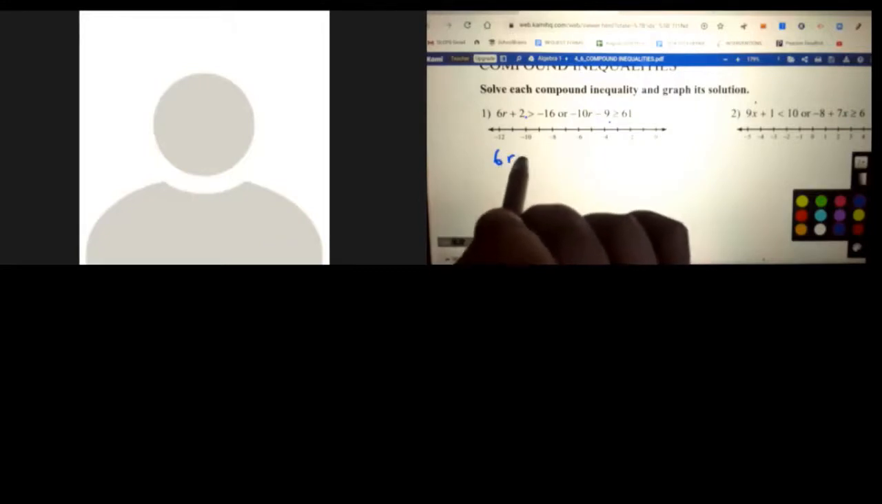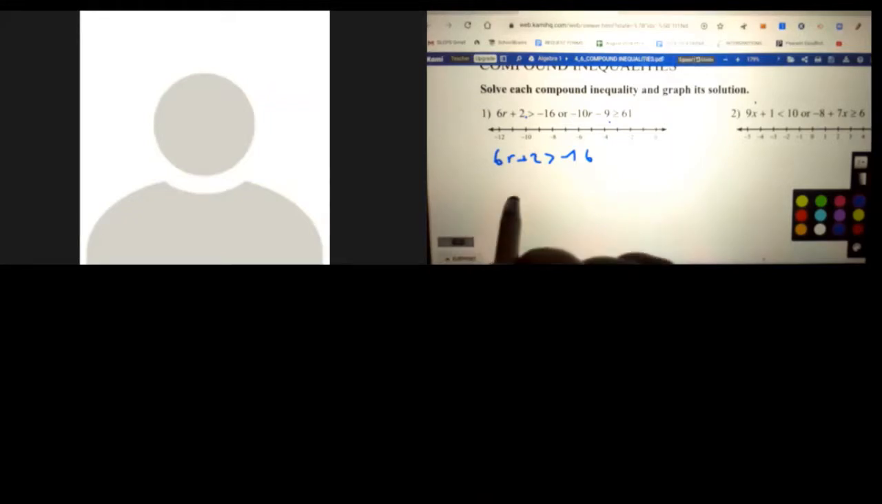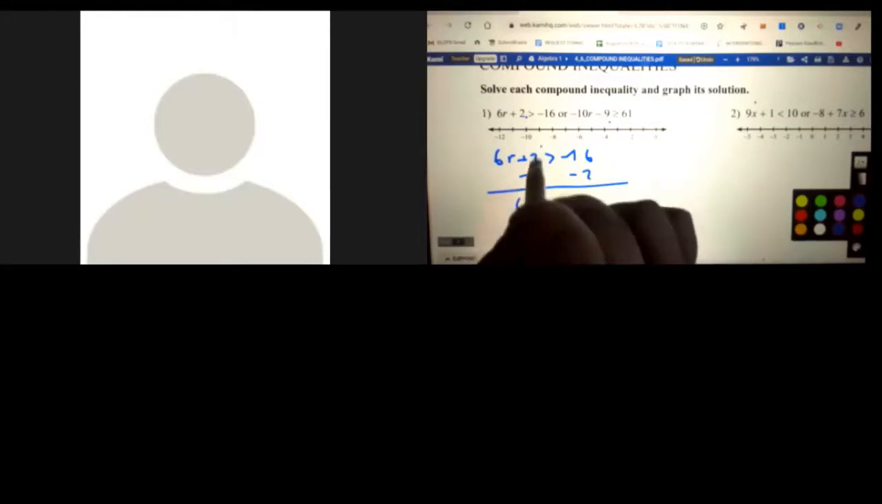So, solving any inequality will be exactly like solving an equation, except for one rule. When you are dividing by a negative coefficient, you have to flip the sign. So let's start. On the first one, 6r plus 2 greater than negative 16. If I subtract 2 from each side, can you guys see fine? Yes. Okay. If I subtract 2 from each side, I'm going to have 6r, while this is canceled, greater than negative 16 minus 2.